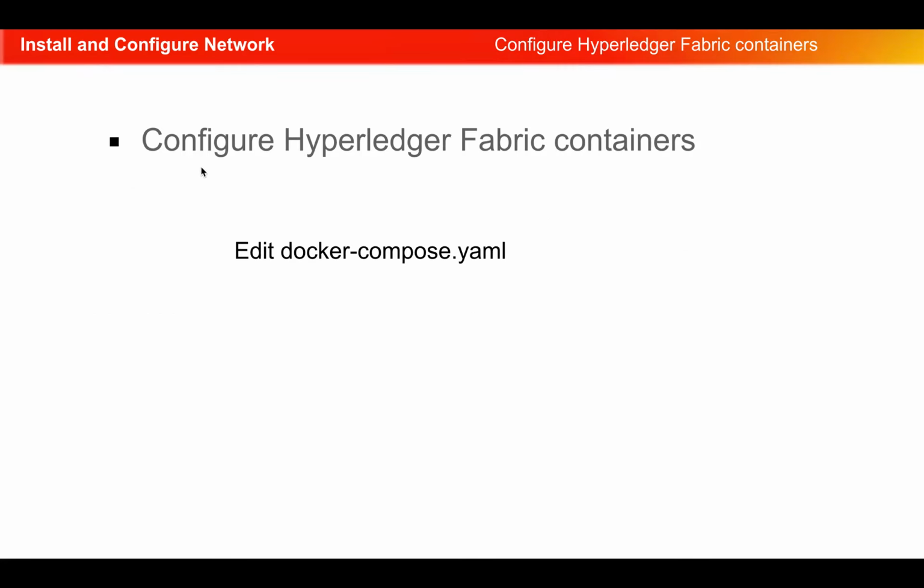Next is configuring the Hyperledger Fabric container. This can be done using another configuration file, another YAML file, which is the docker-compose.yaml file.